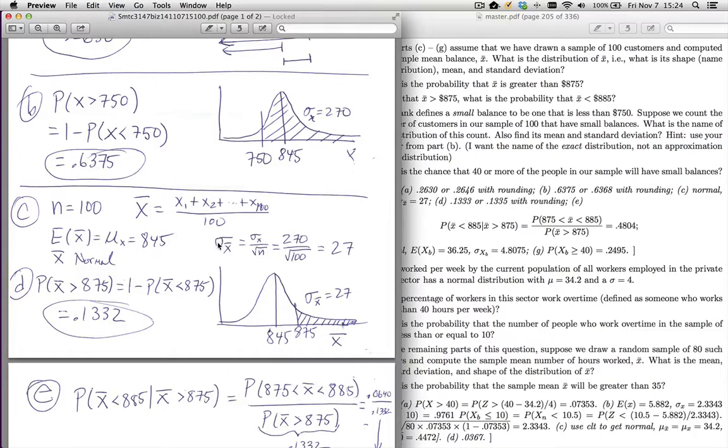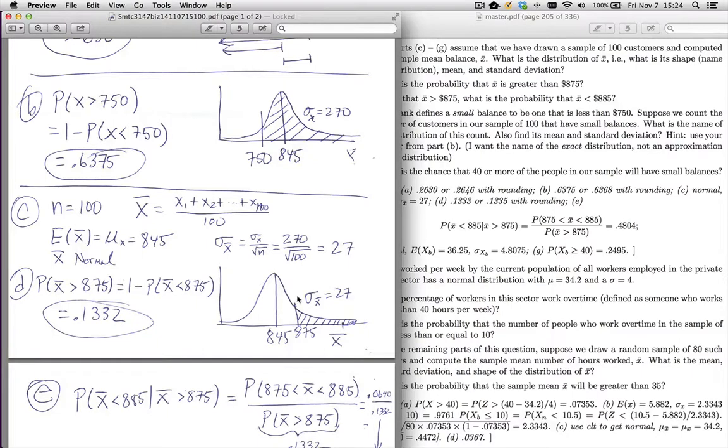So again, this is called the standard deviation of x bar. Students have a lot of problems with the names of these things, but it really makes sense. It's the standard deviation of x bar. So how dispersed is the distribution of x bar? Well, we had a theorem that said it was just the standard deviation of the population distribution, that's sigma sub x, or 270, divided by the square root of n. So as the sample size gets bigger, this distribution gets more and more homogeneous, smaller standard deviation. So the standard deviation is 27.